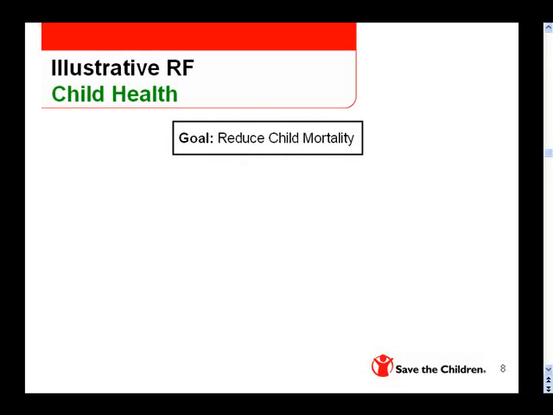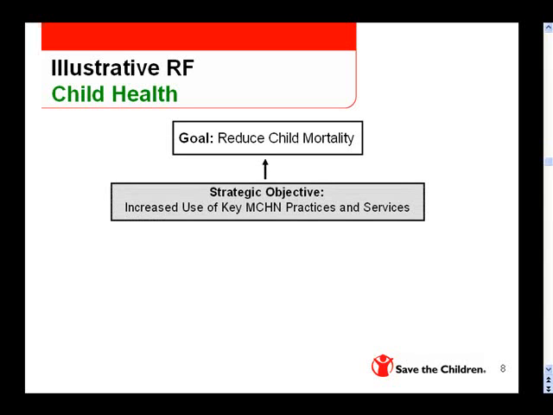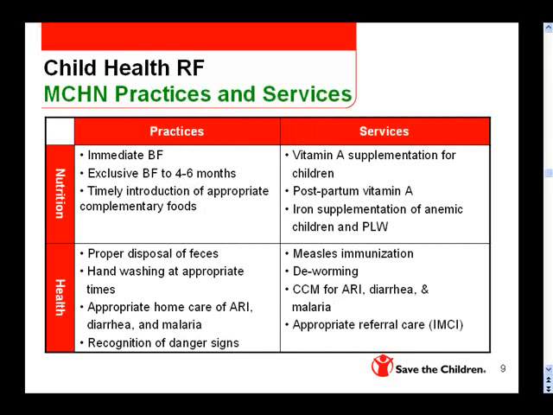In a child health program, the goal will be to reduce mortality rates among children under 5 years of age, while the strategic objective would be to increase the use of key maternal and child health and nutrition practices and services. But what do we mean with this type of practices? Let's take a closer look.